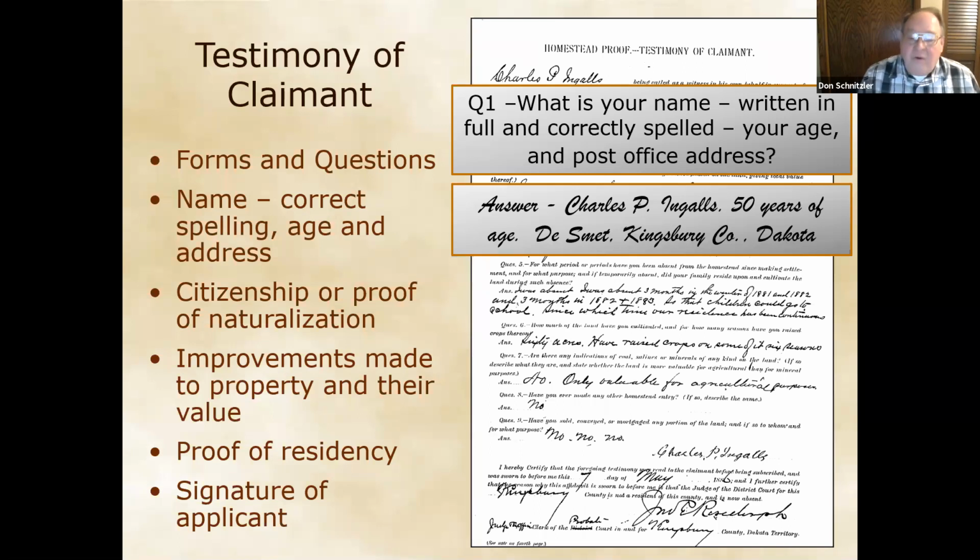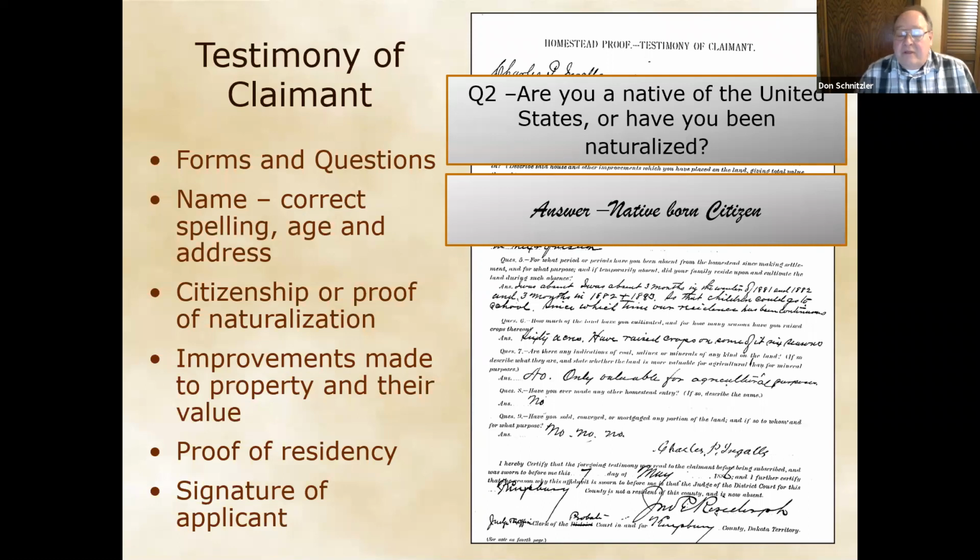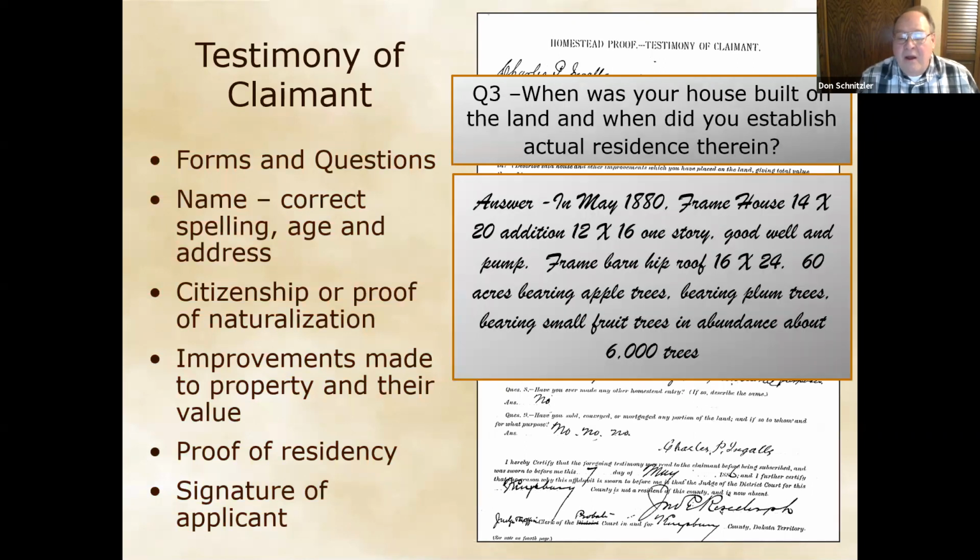Then there's another question. Question 2, are you a native? Yes. In his case, he was a native born citizen. One of the things I've seen in a lot of these homestead applications and homestead files is they pay very close attention to citizenship because it's one of the requirements for completing a homestead. I'll show you a couple examples in a second.